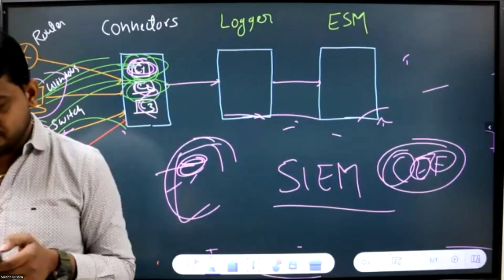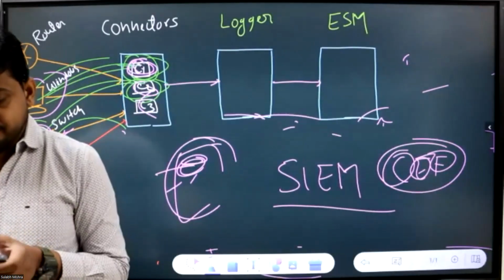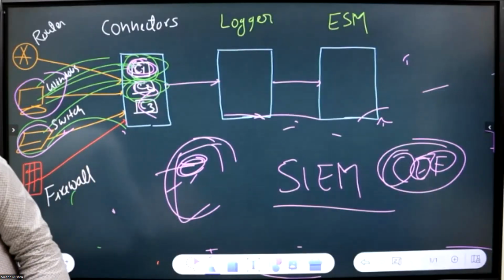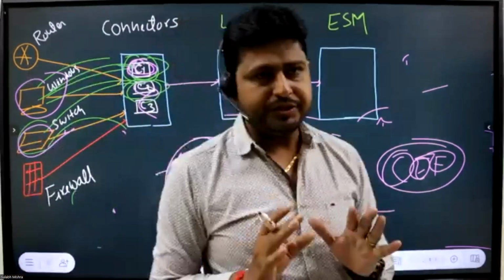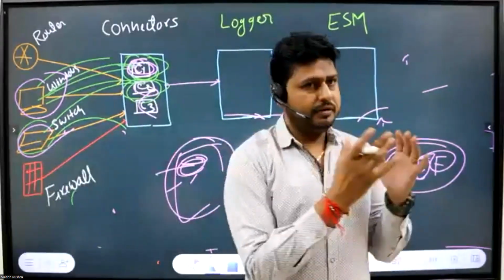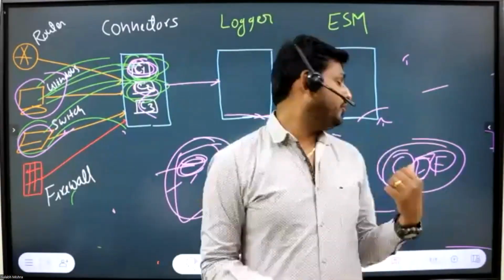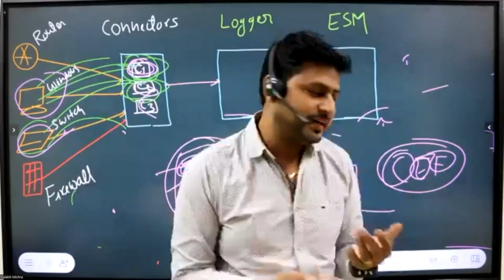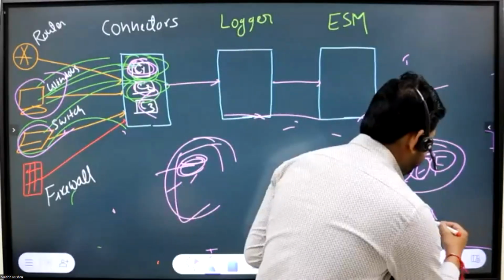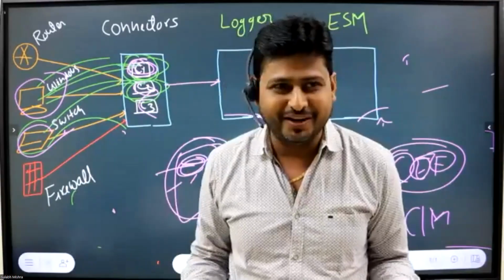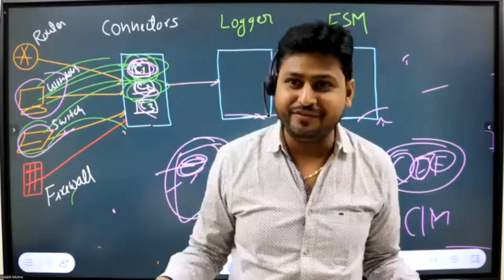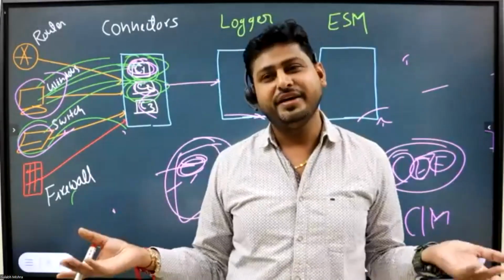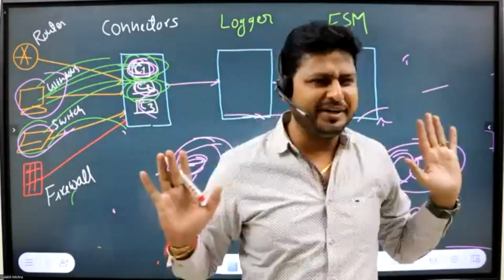In case of Arcsight, common field set name is CEF. That means common event format, right? Arcsight has their own 300 plus field set. It will map the data in those field sets, and we call those field sets CEF. Splunk also has its own field set, which we call CIM, common information model. In case of Sentinel, we call it CEF again, common event format. In case of McAfee SIEM, we call it CEF again, but the field names are different.